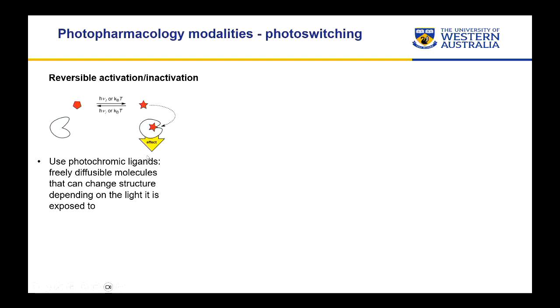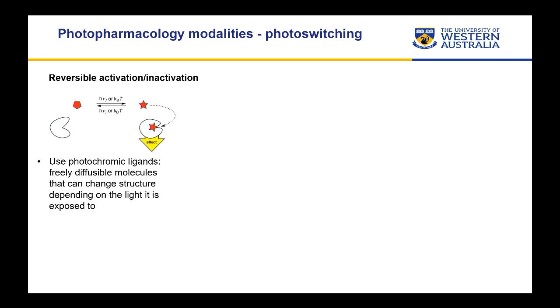Okay, so you've turned it on, you've activated it. Now, for example, you want to inactivate it. You want to control when you want to stop that effect from happening. You then apply a different wavelength of light. This then causes the structure of this ligand to revert back to, say, this pentagon, and it can now no longer bind, and you no longer get its effect. Right? So this is a great example of how we can use photopharmacology to turn things on and off.